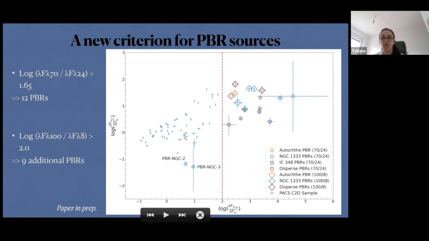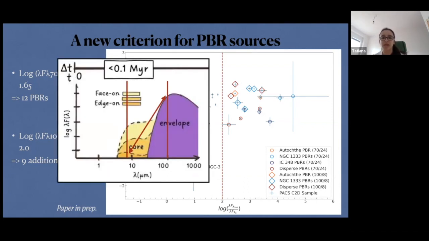And just to explain what this x=2 line would mean, it is that we have at least 100 times higher flux at 100 micron than what we have at 8.